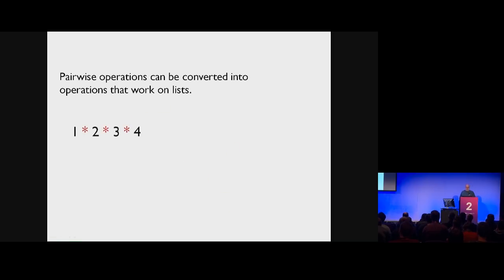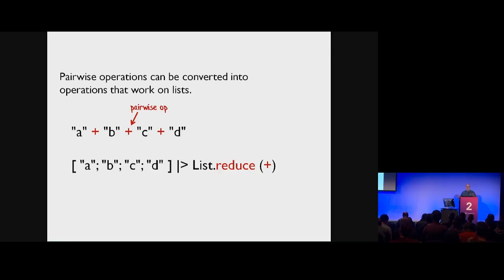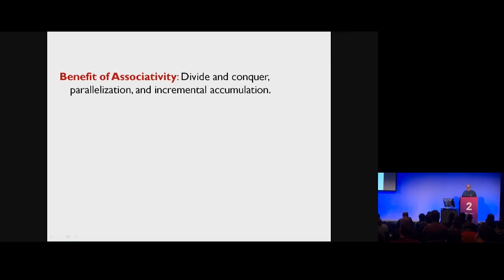If you have multiplication, that's the pairwise operation. We can then take a list of numbers and we can reduce it using multiplication. Right? And we can take a list of strings, do the same thing. Rather than adding them up pairwise, we can collapse an entire list of strings into a single string using the string concatenation operator, and so on and so forth for lists. Right? So this is a really, really common pattern.